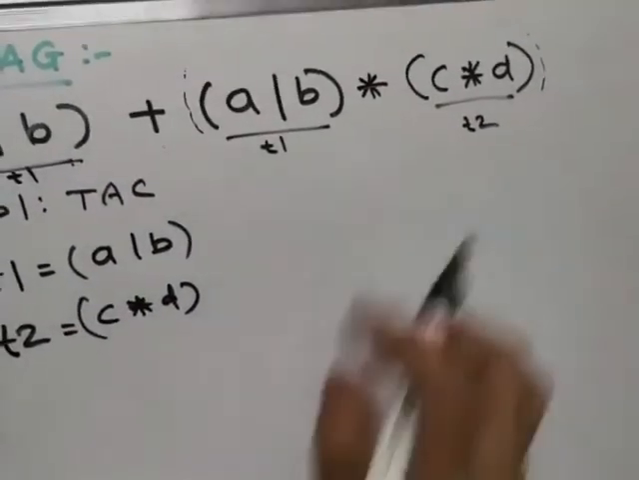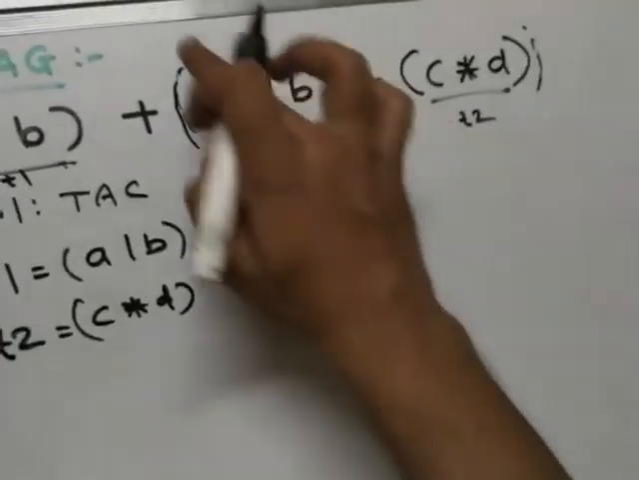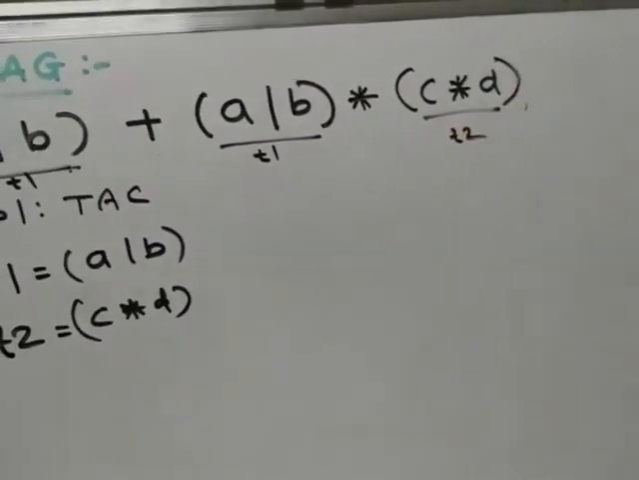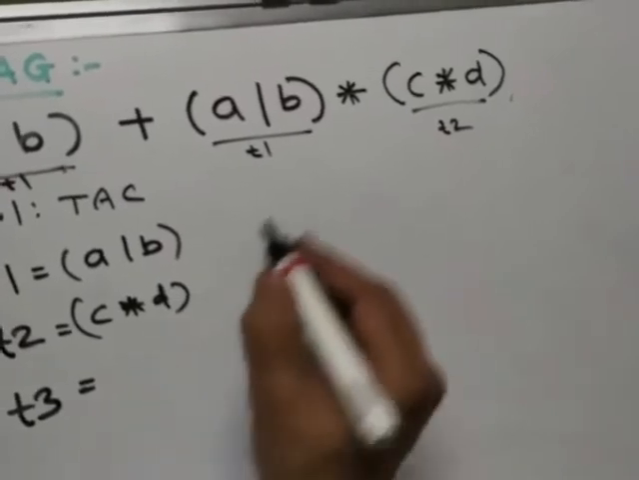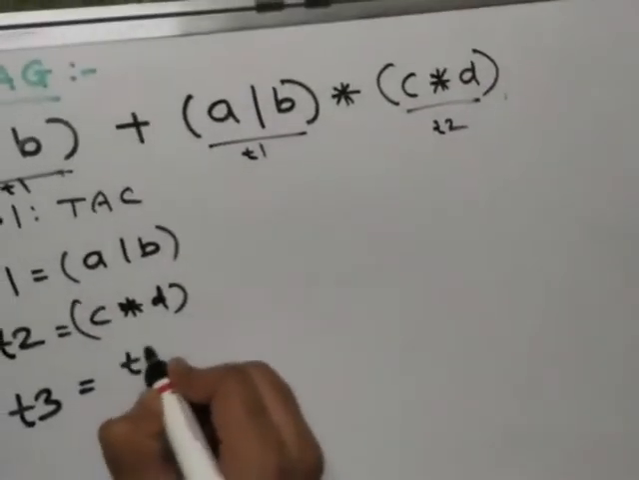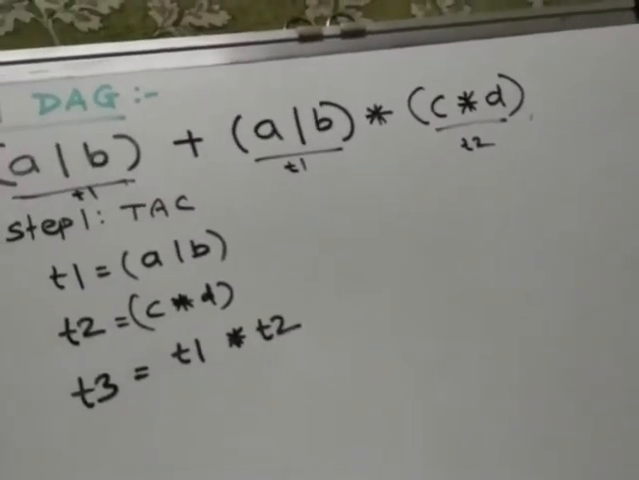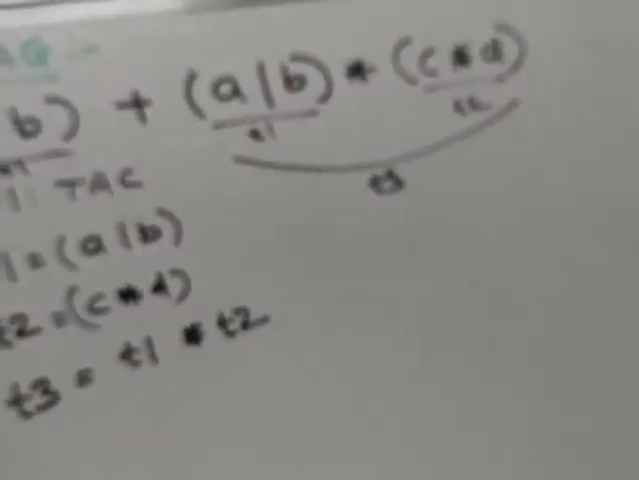So I have created T2. Next, I will combine this particular expression, which is not presented in the parentheses, but this will be the combined part. So I will create a new variable T3 equal to T1 multiplied by T2. In this way T3 will be created. So this entire portion will now be called T3.